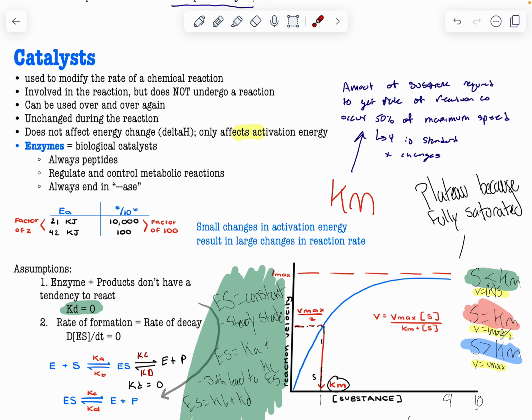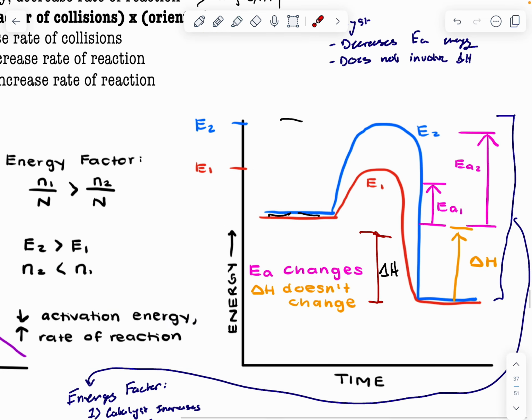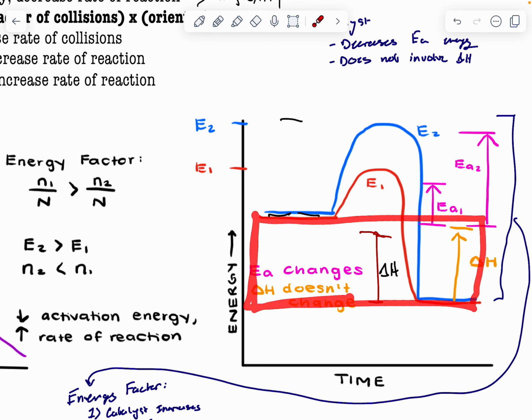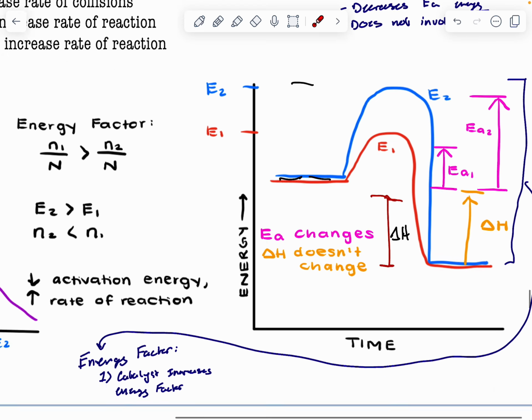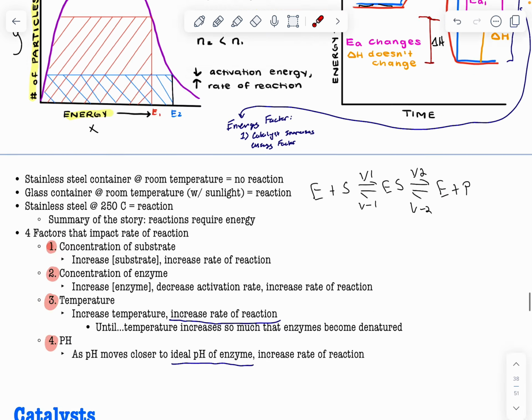Biggest thing, again, I can't emphasize it enough. It does not affect the energy change or delta H. It only affects the activation energy. So to beat a dead horse here, our enzymes are only going to be impacting these little humps right here. It is going to be modifying our activation energy, but it is not going to be modifying our overall energy change because we cannot change the laws of nature. We cannot change the required amount or the predetermined amount of energy that is released and absorbed between these molecules. We cannot change the overall energy change. We can only impact the activation energy and speed up or slow down the reaction.